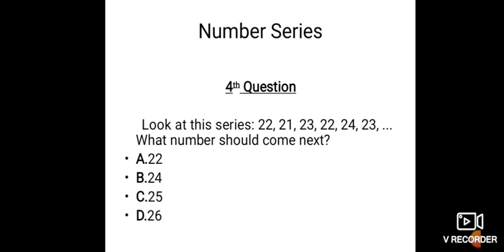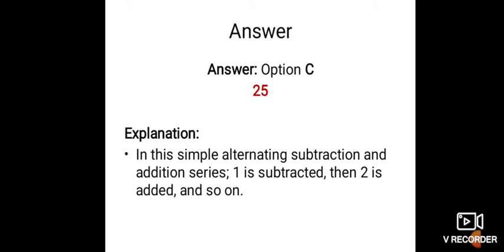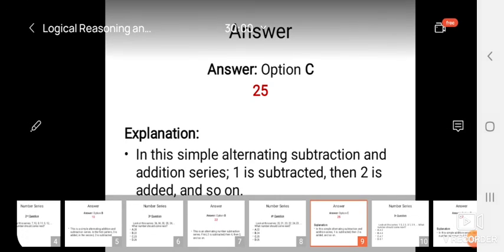And the next, fourth question is, look at this series 22, 21, 23, 22, 24, 23. What number should come next? 22, 24, 25, 26. The answer is 25. That is alternating: 1 is subtracted, then 2 is added.